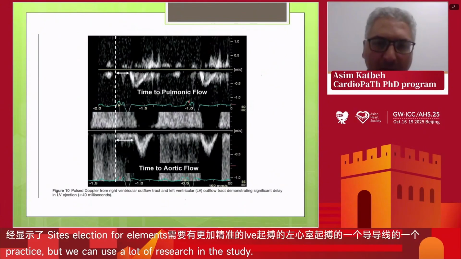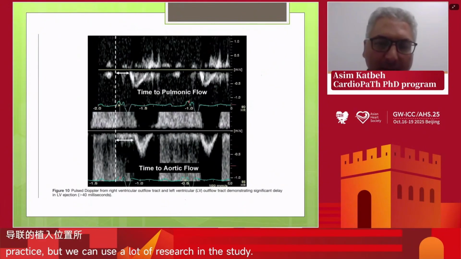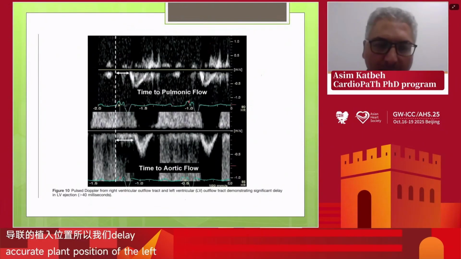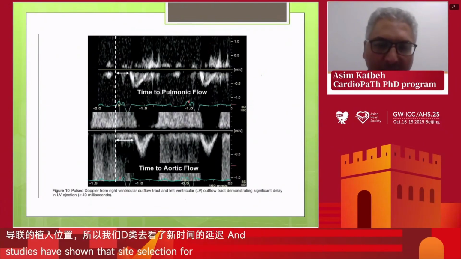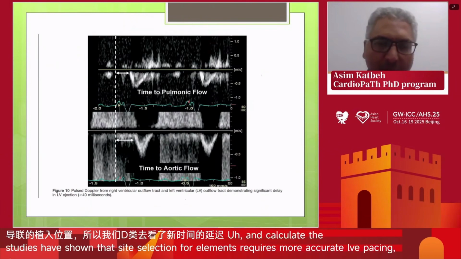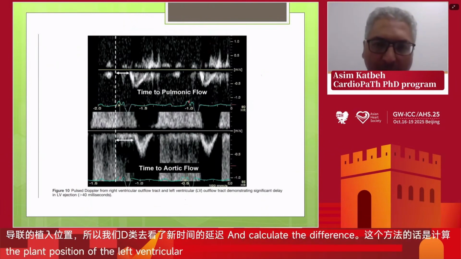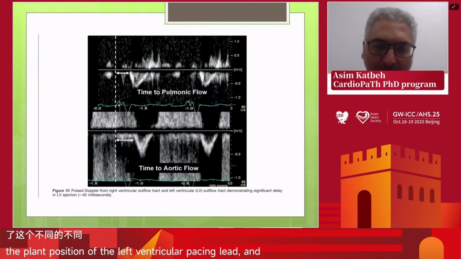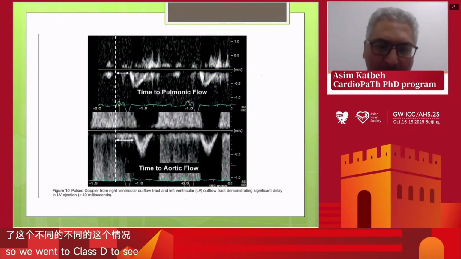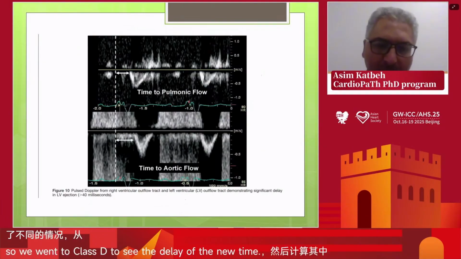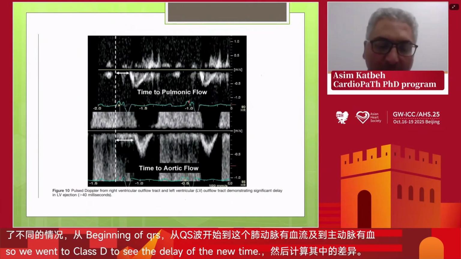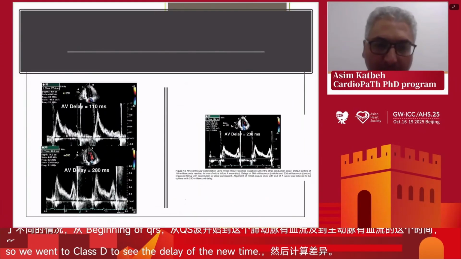And then we move to interventricular delay, and I give you the method to calculate it: the difference between the time from the beginning of QRS to pulmonic flow in the RV output and the time from the beginning of QRS to aortic flow in the LV. It demonstrates significant delay in LV ejection if it is more than 40 milliseconds.